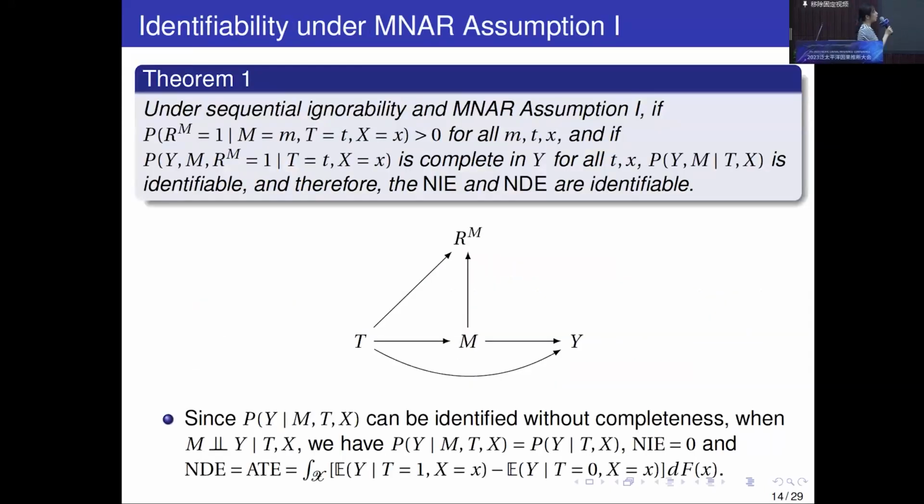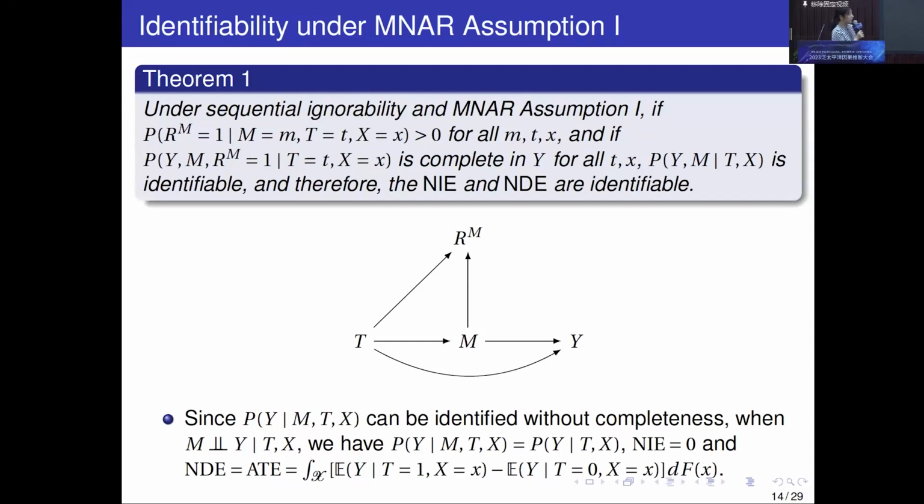And this is our Theorem 1, which gives us the condition of identification. Essentially, under sequential ignorability and under the proposed MNAR Assumption 1, if the probability of observing the mediator in each stratum defined by M, T, and X is bigger than 0 for all M, T, and X, and also if the joint distribution of Y and M, with R equals 1, given T and X is complete in Y for all T and X, then you can identify the joint distribution of Y and M given T and X, so that it leads to identification of the NIE and NDE.